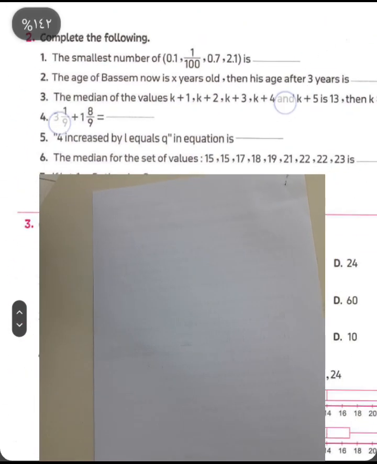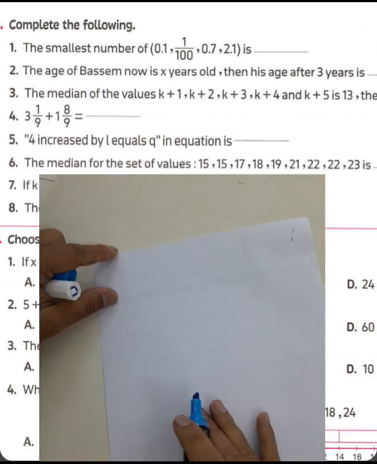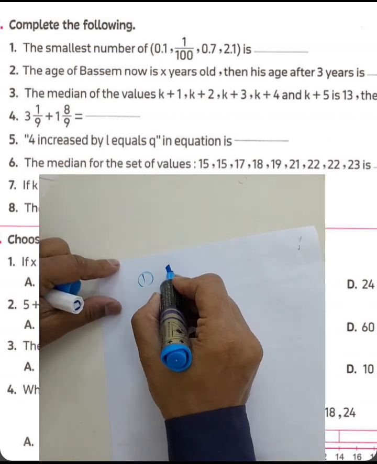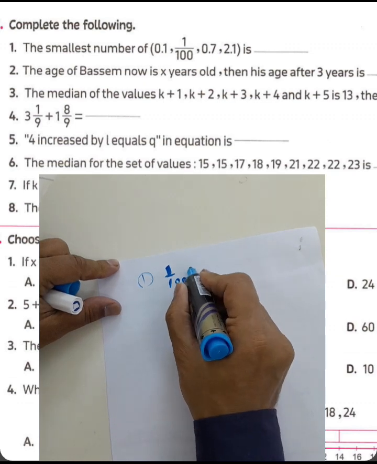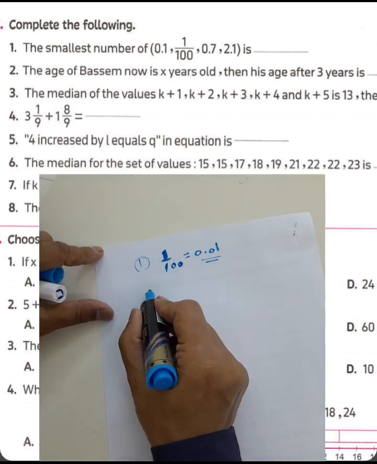Question number 2, complete. Number 1, the smallest number among 0.1, 1 over 100, 0.7, 2.1 will be 1 over 100, because it is 0.01, which is one hundredth.